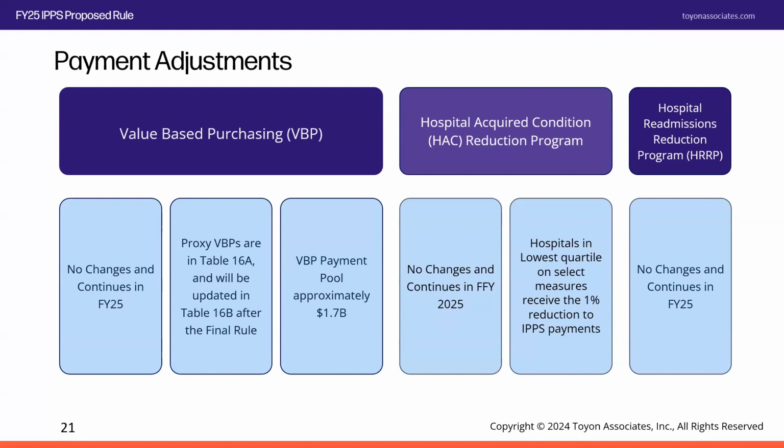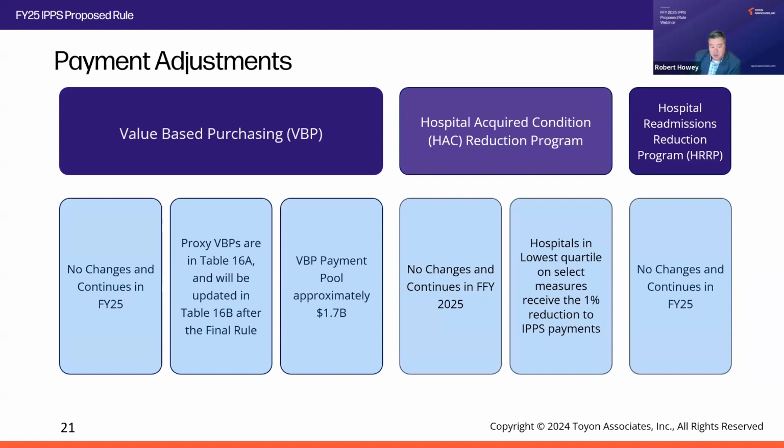For the same thing with the hospital acquired condition reduction program, this is going to continue in 25 as it is in 24. It was suppressed for 23. Hospitals that are in that lowest quartile receive the 1% reduction in IPPS payments. Again, I also urge you to look at if you were subject to the reduction for fiscal year 24, that information did come out late as far as public. So if you're doing your 24 cost report, you're probably going to start seeing that. If you run a PSNR, you're going to see that 1% reduction.